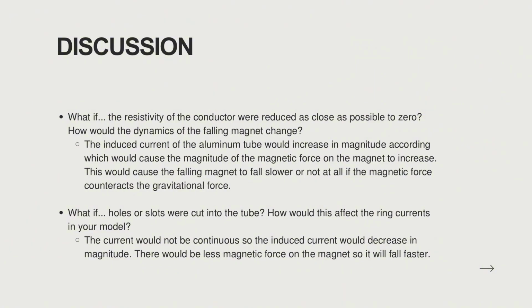Our second discussion question is, what if holes or slots were cut into the tube? How would this affect the ring currents in your model? The currents would not be continuous, so the induced current would decrease in magnitude. There would also be less magnetic force on the magnet, so the magnet will fall much faster.